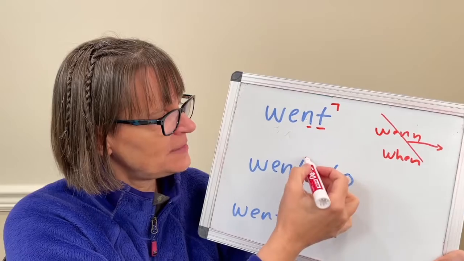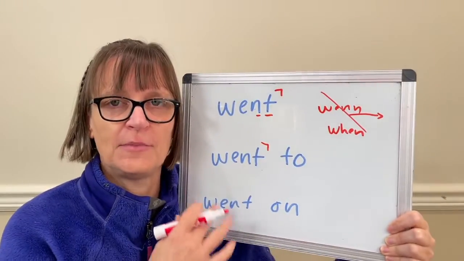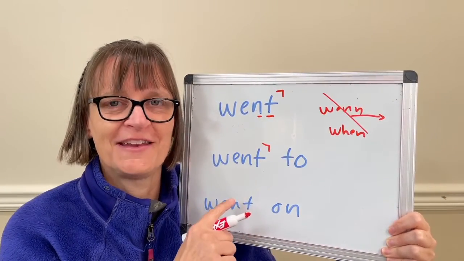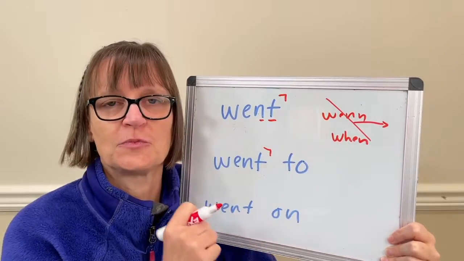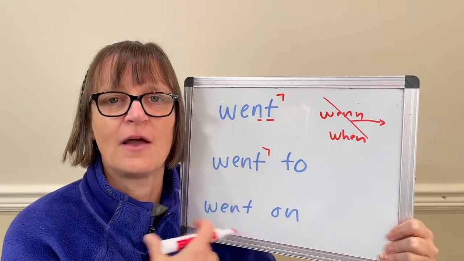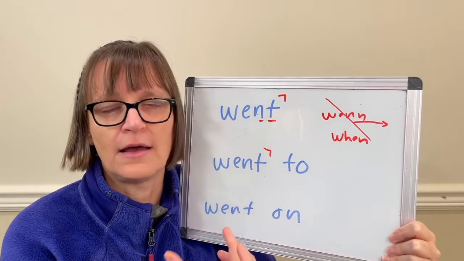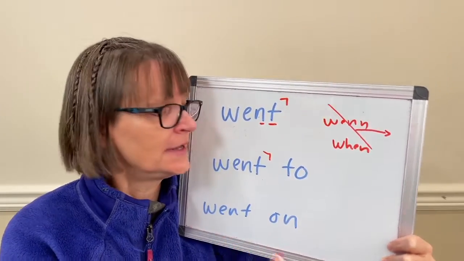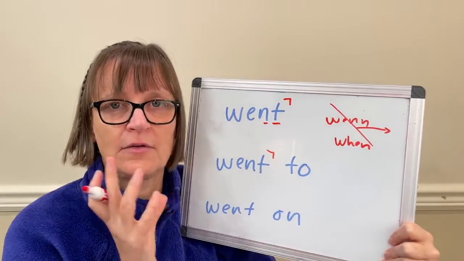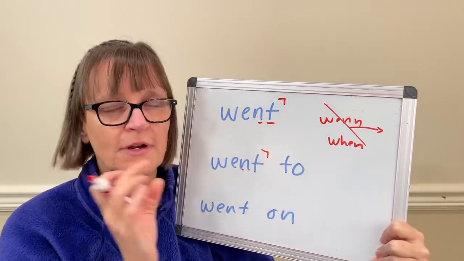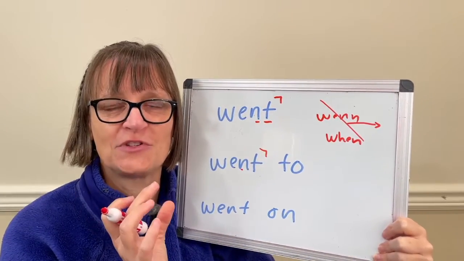I use that same unreleased T when I'm using the word went or a word ending with NT and the next word starts with a consonant sound. I went to, I went there, I went yesterday, etc. Again, I make my N sound short. I have that unreleased T and that's the most typical way.